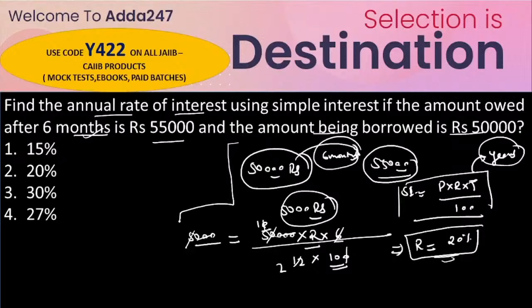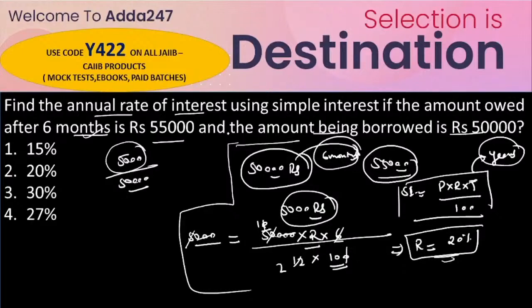Okay, either you can also solve by this method: you find the value of the interest, that is 5,000 rupees, and you have to give this 5,000 rupees on the value of the borrowed amount, that is 50,000 rupees. That means our interest would be 10%. Okay, and this 10% rate of interest is for 6 months. Okay, so annually that would be equal to 20%. So this is how we can solve.